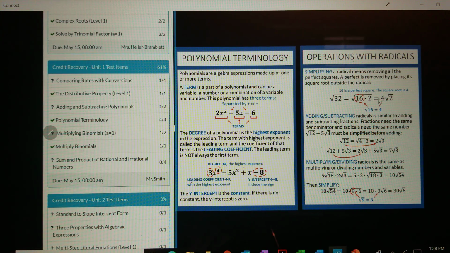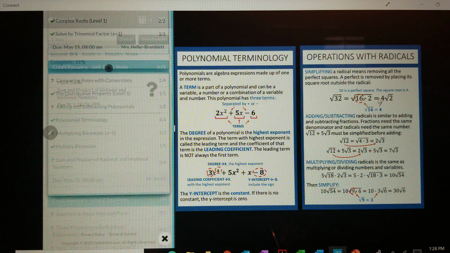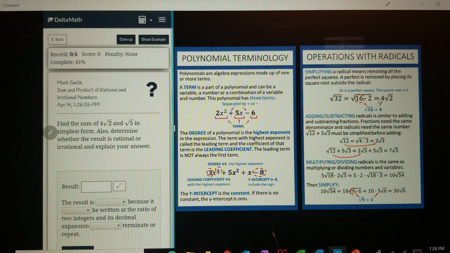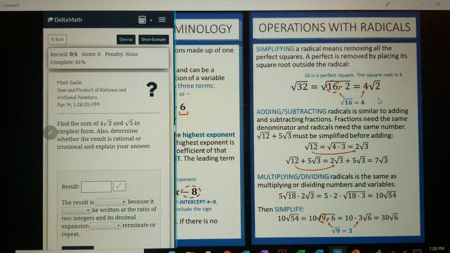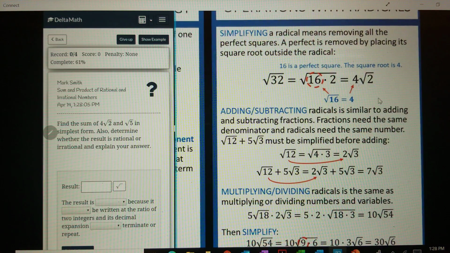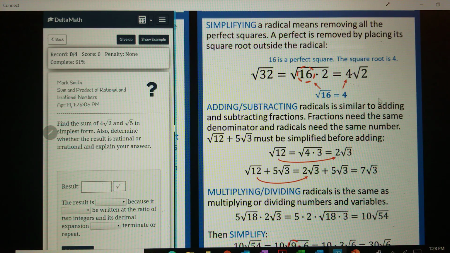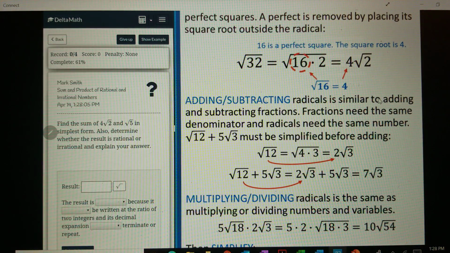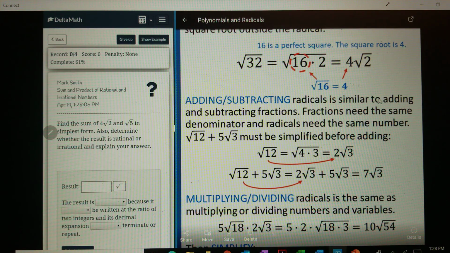All right, let's go to sum and product of radicals. This says find the sum of those two things. So first thing, let's look over here at sum, adding and subtracting. Sum is adding, right? It says adding radicals is similar to adding and subtracting fractions. Where fractions have the same denominator, radicals have to have the same number. So we can't add √12 and √5, and 3 in this case, because 12 and 5 are not the same.